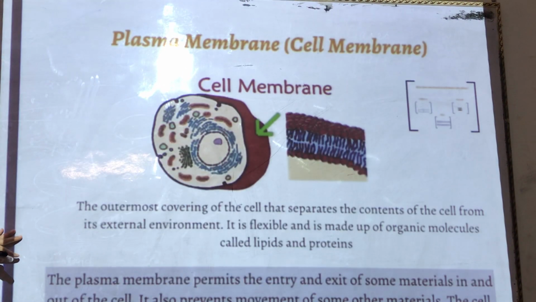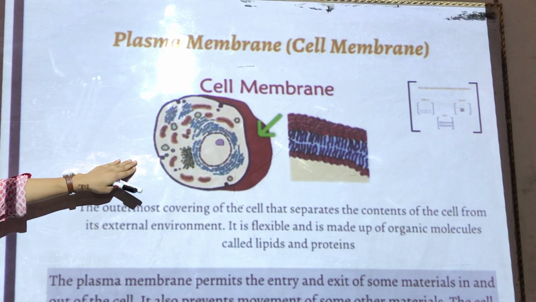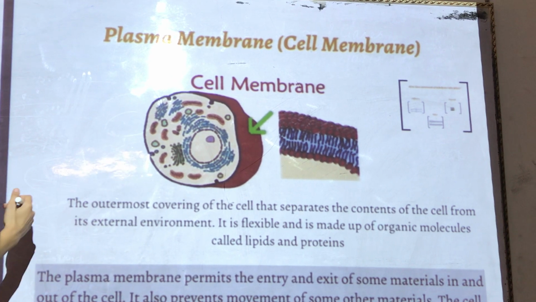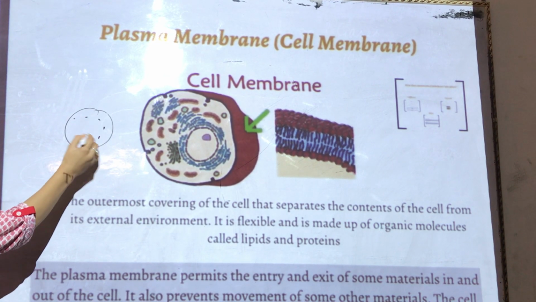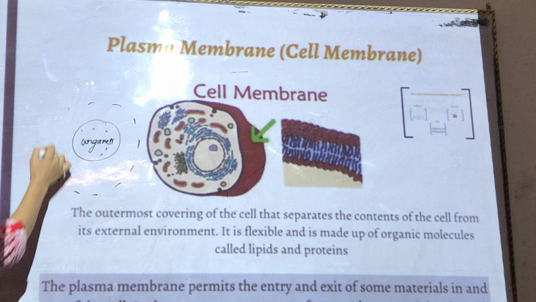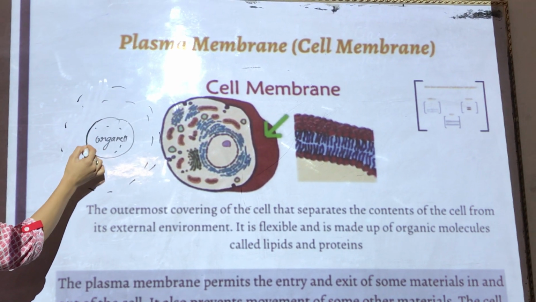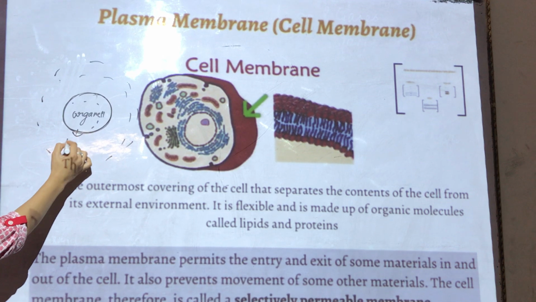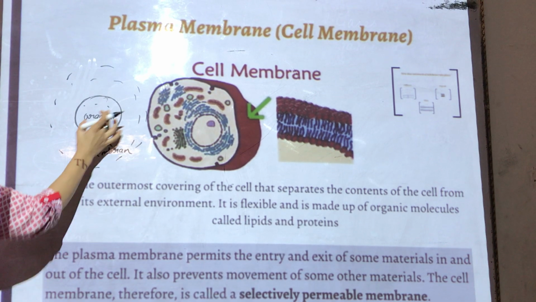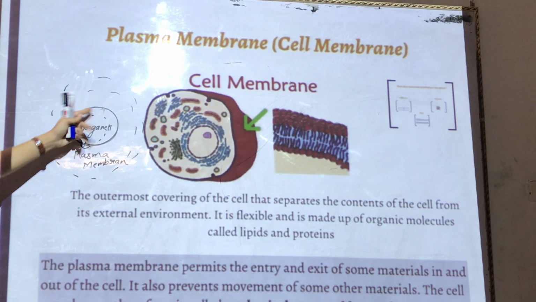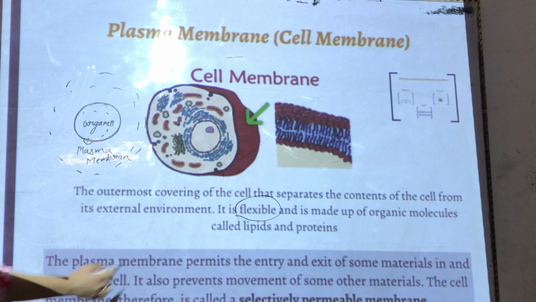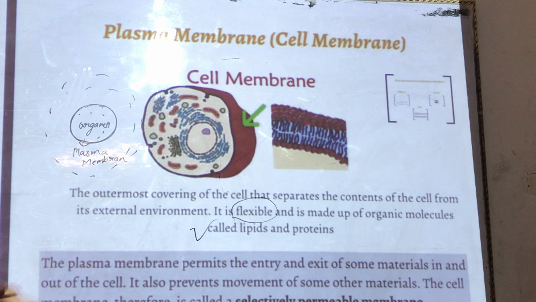So what is the plasma membrane? Children, the outer layer is known as the plasma membrane. The plasma membrane or cell membrane is the outermost covering which separates the content of the cell from its external environment, and it is also flexible. It is made up of organic molecules, lipids and proteins.